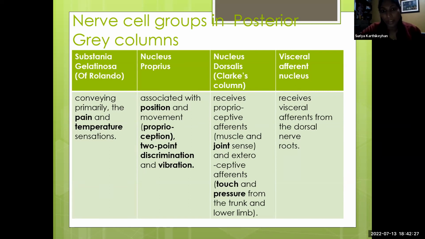And then the joint sense and exteroceptors, that is touch and pressure sensations, will be reaching the nucleus dorsalis. So when a person touches you, when he gives pressure on your limb and all, it will be reaching the nucleus dorsalis, that is the dorsal nucleus in the spinal cord, and that is the Clark's column. Also the visceral afferent nucleus receives the visceral afferents from the dorsal nerve roots. These are the main functions.